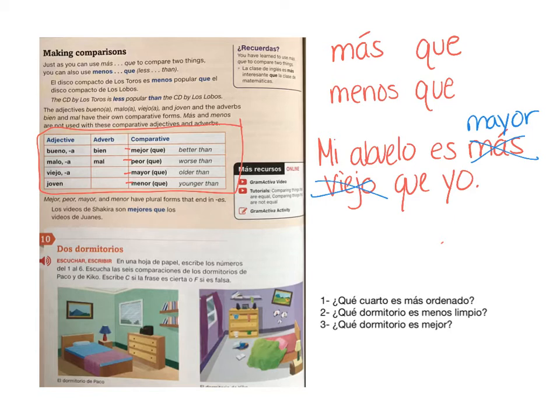You can see here that typically in a comparison, we use the verb ser, then we use the comparison word, the adjective, and the que to compare those items. And we'll look at that again down below here in numbers 1, 2, and 3.